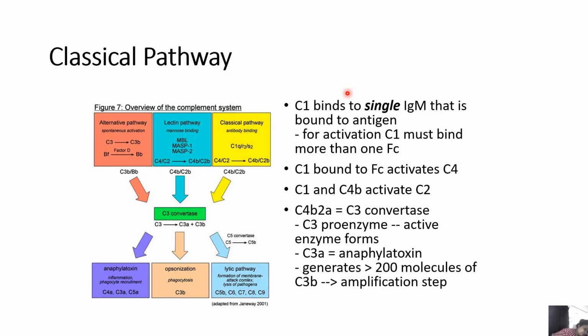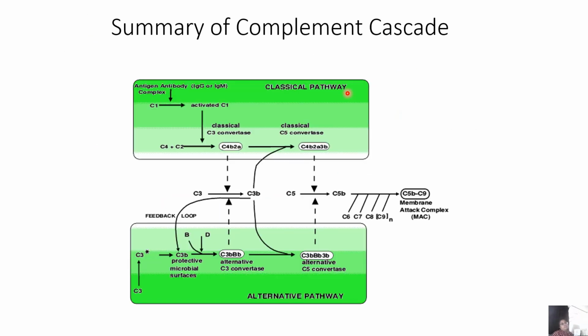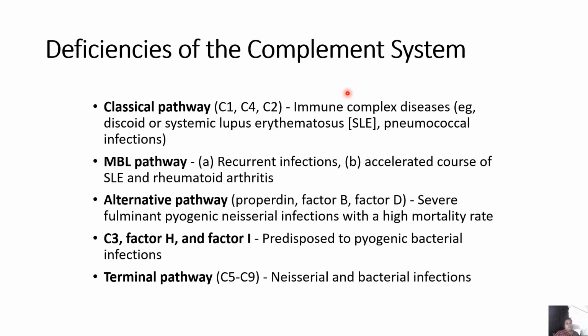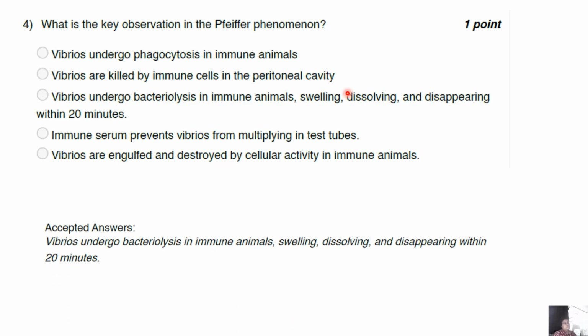So why is the Pfeiffer phenomenon not seen in vitro easily? The complement cascade needs fresh serum and physiological conditions. In vitro, complement may be inactivated, hence weaker or absent lysis. So that is all about this question. We started with the Pfeiffer phenomenon. The correct answer is that Vibrios undergo bacteriolysis in immune animals, swelling, dissolving and disappearing within 20 minutes.